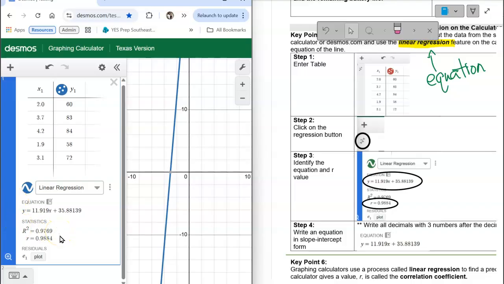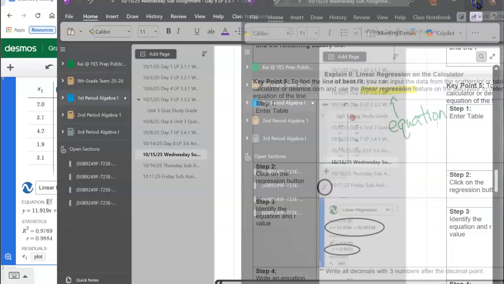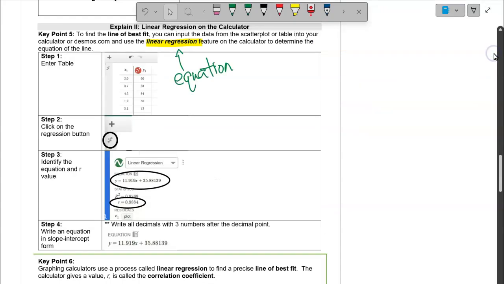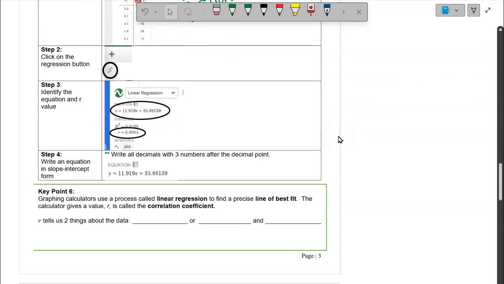Now the other number that you're going to find helpful is the R value right here. It says R equals, and then it'll give you a decimal value. And right now we're going to talk about what that decimal value means. Let me go back into full screen. Okay, back onto our notes. At the bottom, it says key point 6. What does that R value mean?